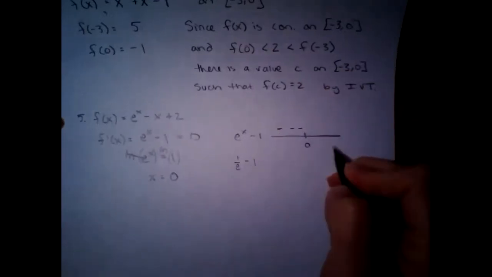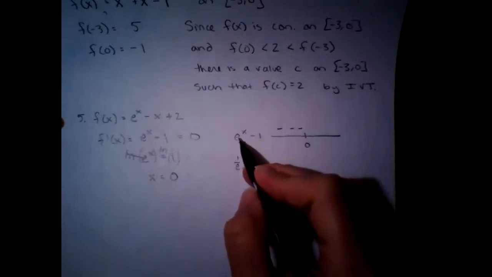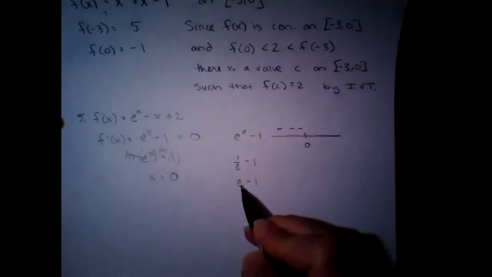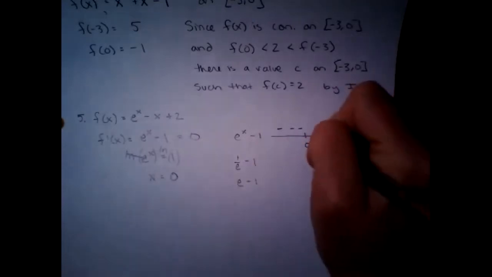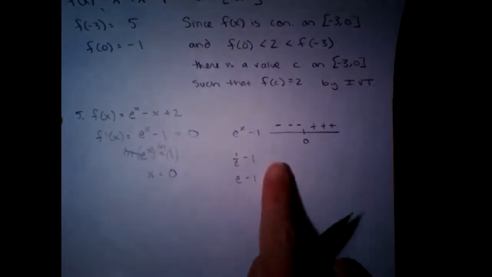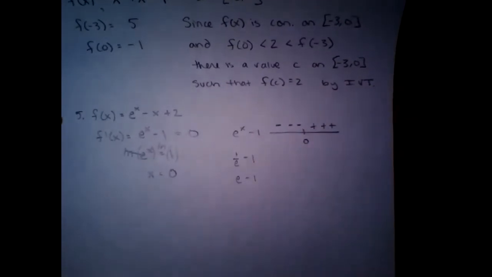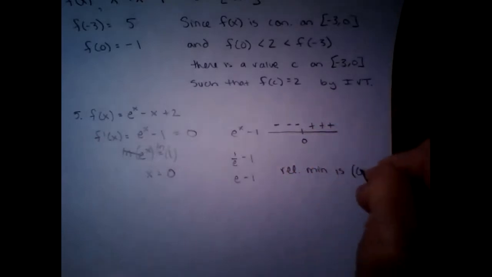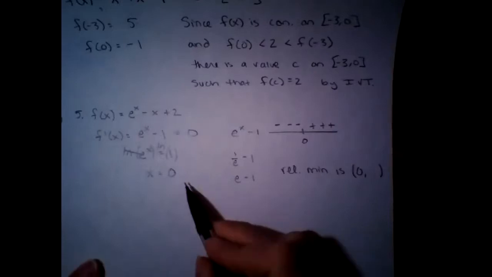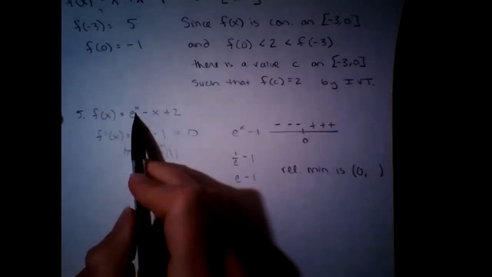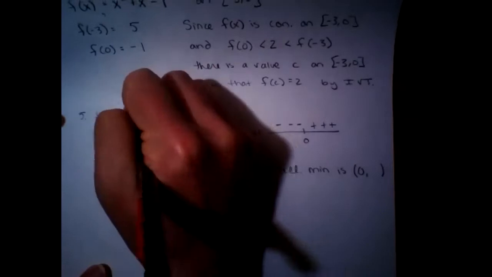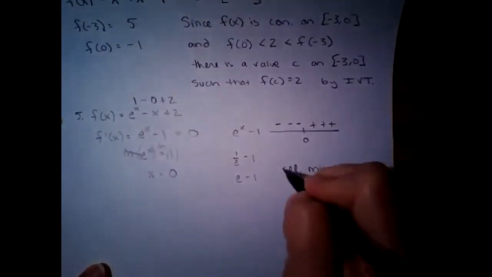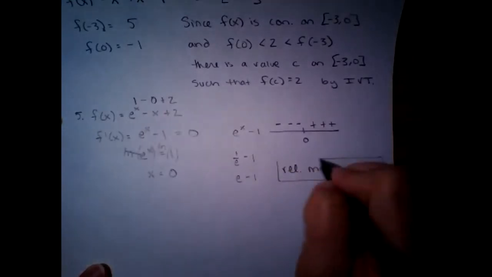And if you pick something bigger than 0, like 1, you would have e to the first, which is e, minus 1. So that's about 2.7, or if you round it to 3, minus 1, that's going to be positive. So we had a change from negative to positive. That means relative minimum. And I asked you for the whole coordinate point, so you're going to have to take 0 and plug it back in for x. So e to the 0 is 1. Minus 0 plus 2, that's going to give you 3. So your relative minimum is the point (0, 3).